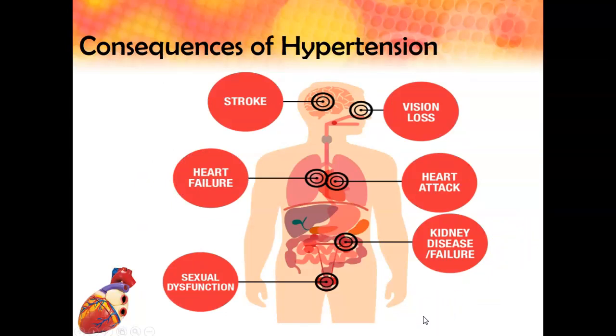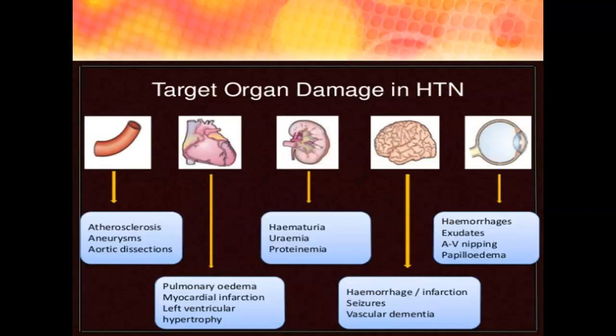So some of the problems with hypertension is that it's going to put a patient at a greater risk for stroke, heart failure, sexual dysfunctions, kidney disease and failure, heart attack, and vision loss. To go a little bit more in depth about that, target organ damage with hypertension in terms of the vasculature, there's atherosclerosis, aneurysms, and aortic dissections. When we're talking about the heart, we can have pulmonary edema, myocardial infarction, which is MI or heart attack, left ventricular hypertrophy.